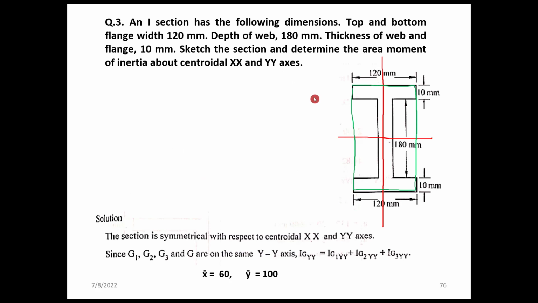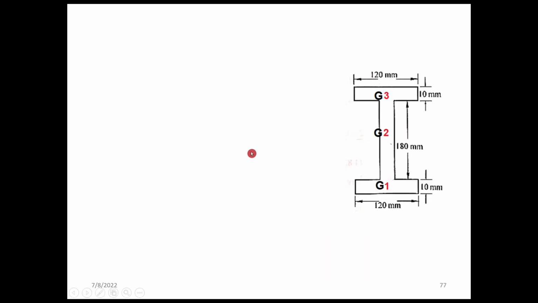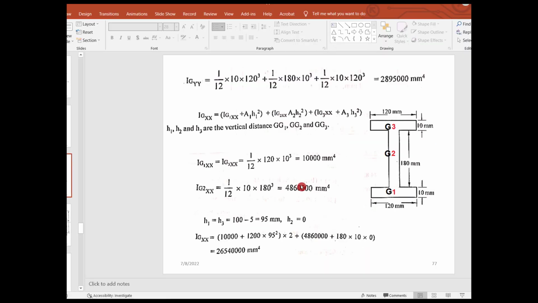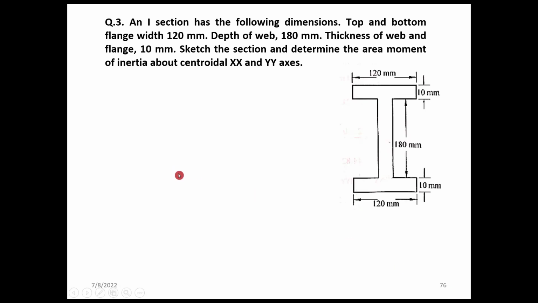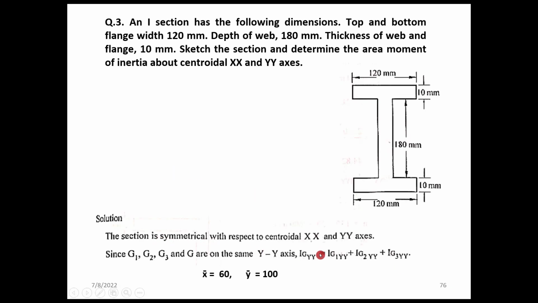Okay, let's see how it is solved. There are multiple ways of solving this. In this particular solution, the section is symmetrical with respect to the centroidal axis and y axis, since G1, G2, G3 and G are on the same y axis. So centroidal y will pass through this line, center point.